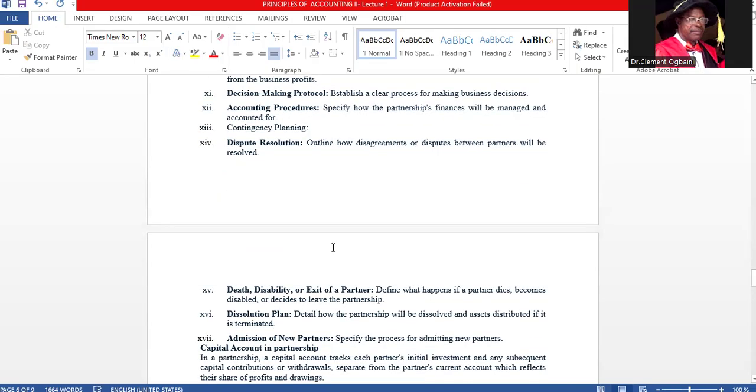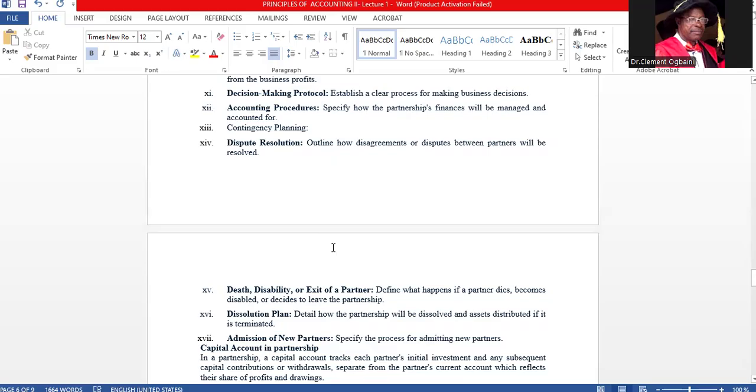issues of dispute: if there's a dispute, how can the dispute be resolved? And because at times a partner can die, you must state how the matter is going to be treated in the partnership if a partner dies. Maybe the wife will continue. Maybe the son or the daughter will continue from where the father stopped. So you have to state what happens if a partner dies.